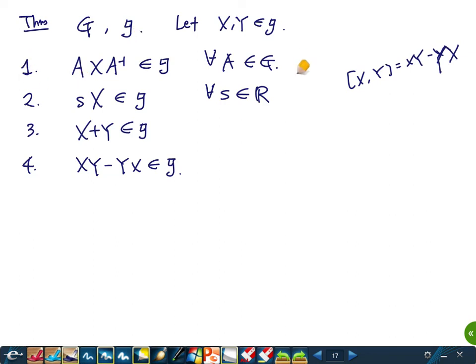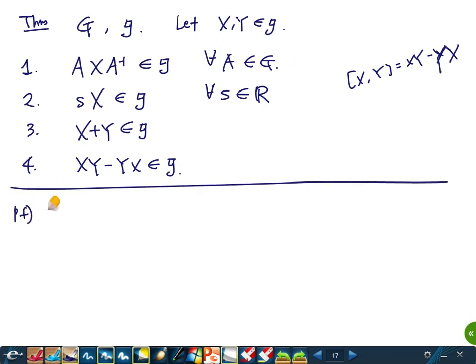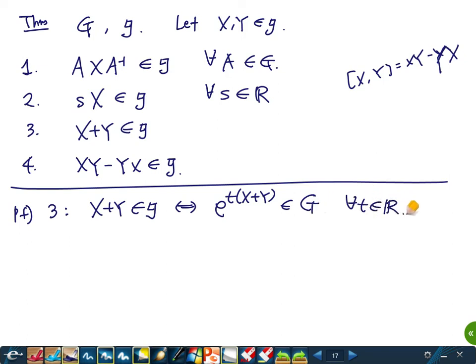I guess the first two are very simple. You can just prove them. I'll just mention the proof of three. Let's see why this is true. In order to show that X plus Y is in little g, what do we need to show? This means e to the t(X plus Y) is in G for all t in the real numbers. But we know that e to the X plus Y cannot be separated into e to the X times e to the Y. That's not true in general.